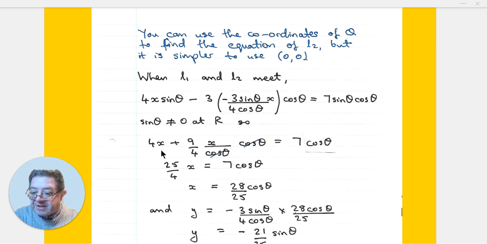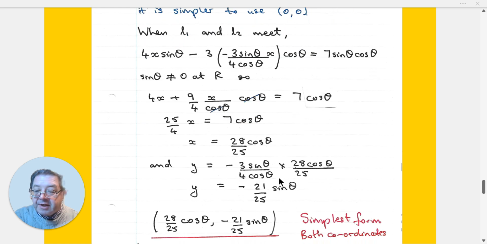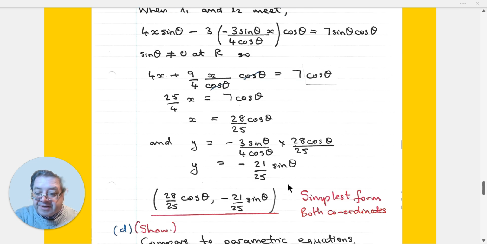So we get 4x add 9/4 x equals 7 cos theta, giving us x equals 28 over 25 cos theta. And working out y using the equation of L2, we get minus 21 over 25 sine theta. We want the coordinates, so I've written that in coordinate form with brackets and comma, and that is the simplest form.